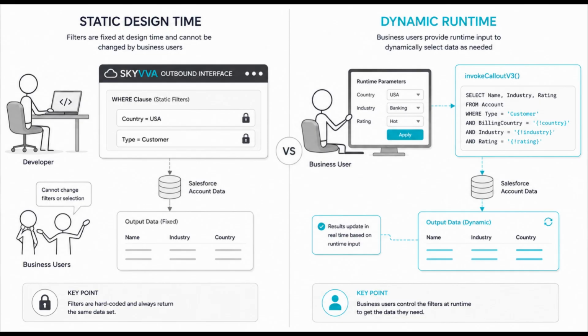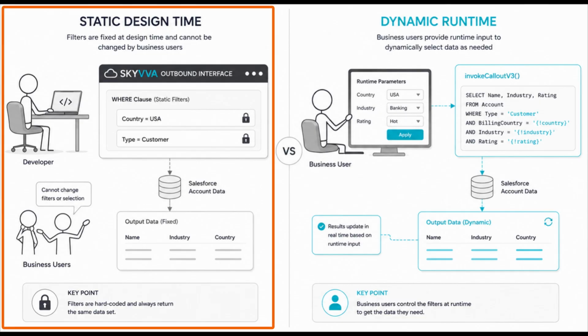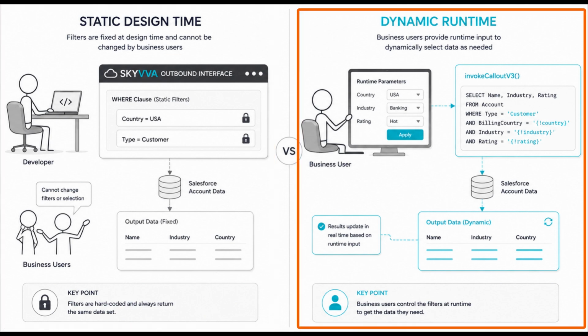in real integration scenarios. Traditionally, filters were static, meaning they were hard-coded by developers at design time and could not be changed by business users. Now, with dynamic runtime, business users can provide their own inputs, such as specific countries or industries, at the exact moment of execution using the invokeCalloutV3 method, ensuring that results update instantly based on real-time operational needs.